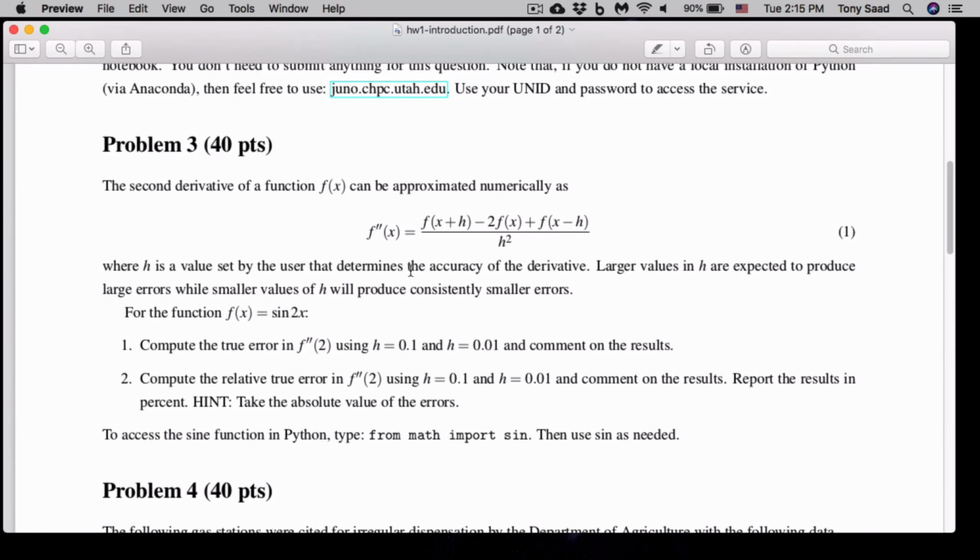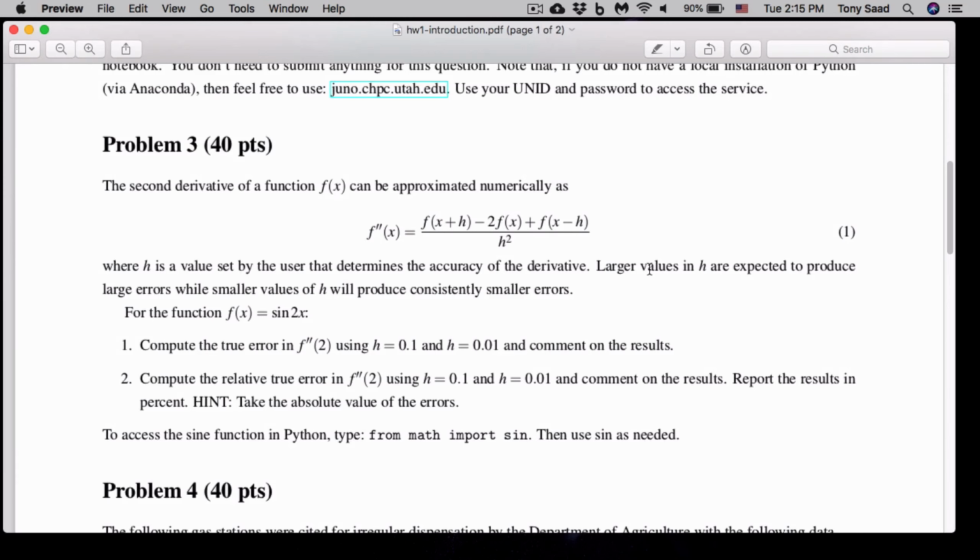h is a value set by the user that determines the accuracy of the derivative. Larger values of h are expected to produce large errors, while smaller values of h will produce consistently smaller errors. For the function f of x equals sine 2x, compute the true error in f double prime of 2 using h equal 0.1 and 0.01 and comment on your results.